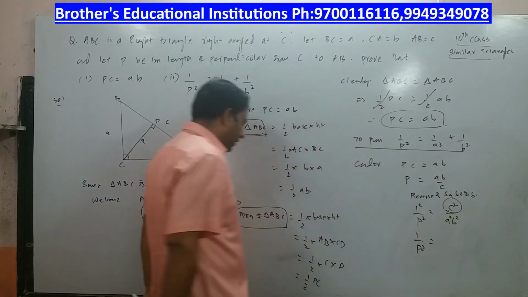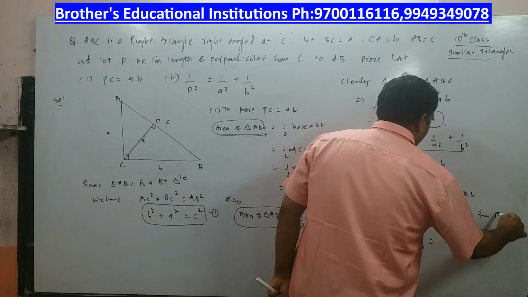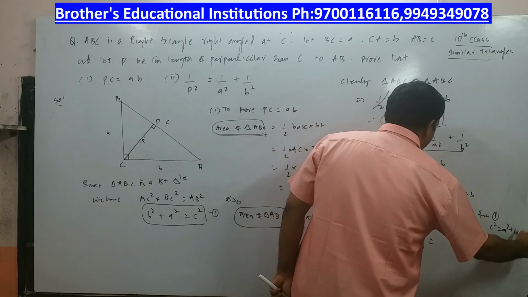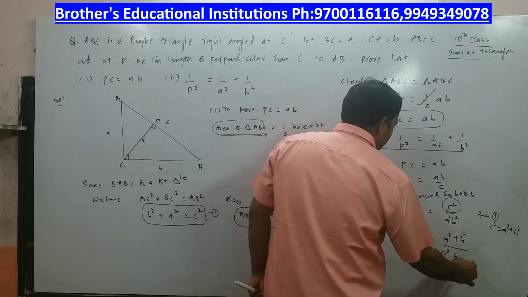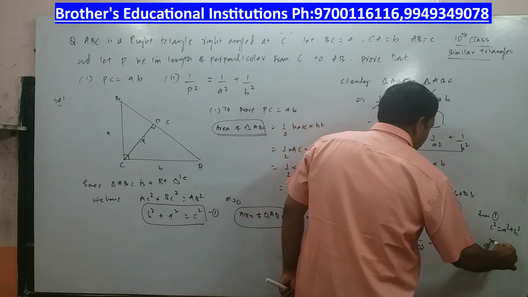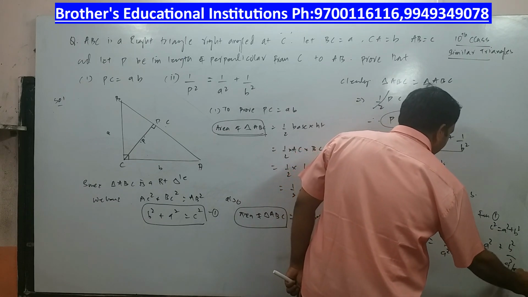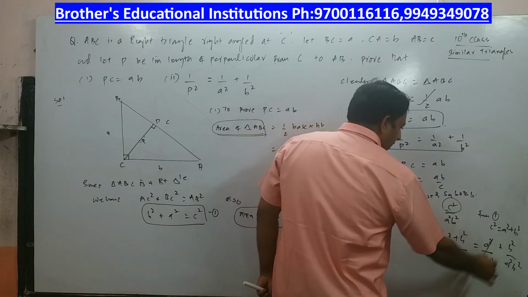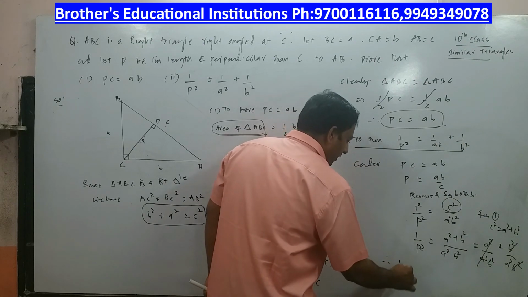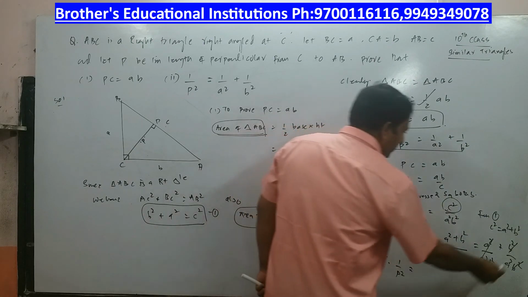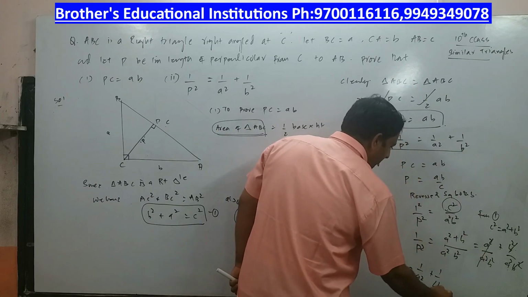Now, from equation 1, I am going to use this. c square is equal to a square plus b square. So, instead of c square, I will write a square plus b square by a square b square. Now, I need to separate this. So, it is a square by a square b square plus b square by a square b square. Can you see? a square will cancel and here b square will cancel. Therefore, you are left with 1 by p square is equal to 1 by a square plus 1 by b square.